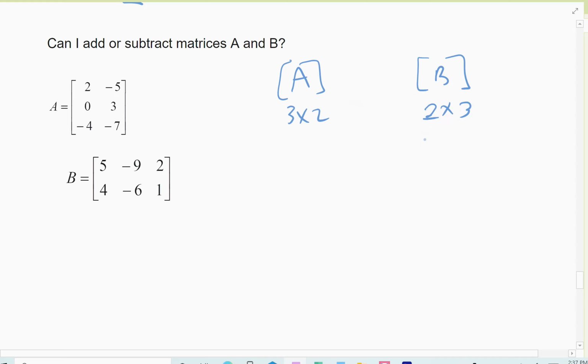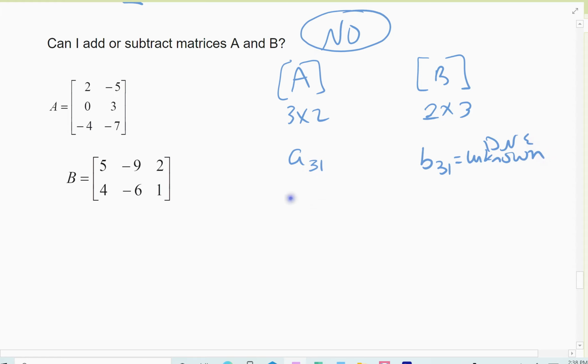And so the answer to the question is, can I add matrix A to matrix B? As they stand, the answer to that is no. Because matrix A has an entry in 3, 1, but there is no matrix B 3, 1. Unknown, right? Does not exist. And in B, I have a 1, 3, but in A, I don't have a 1, 3. It does not exist. And so as they stand, I cannot add A to B.